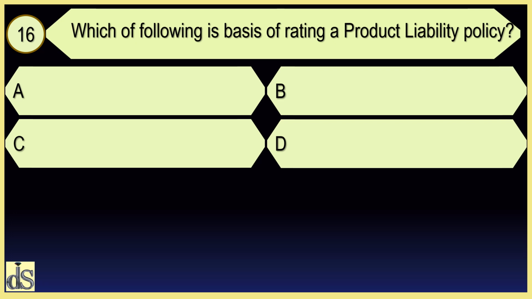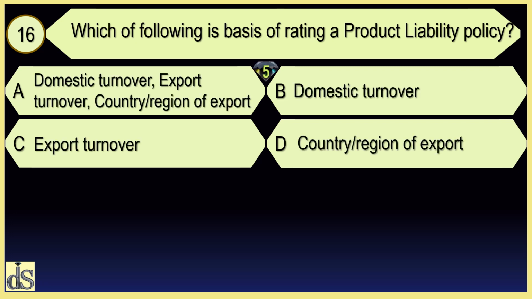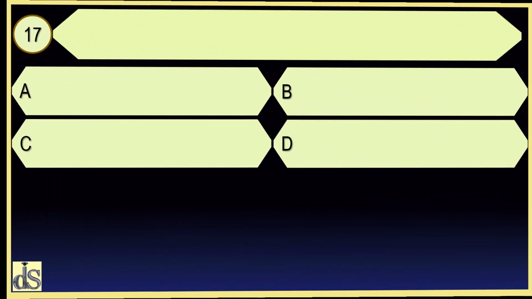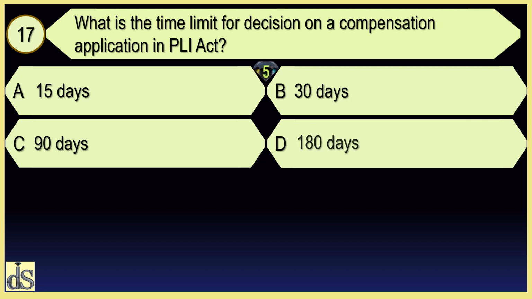Which of the following is basis of rating a product liability policy? Domestic turnover, export turnover, country or region of export. What is the time limit for decision on a compensation application in PLI Act? 90 days.